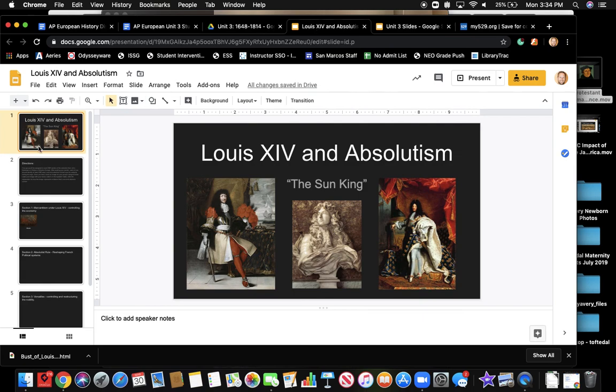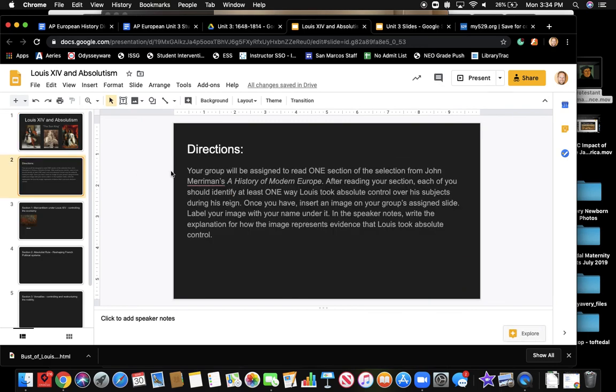So here's what you're to do with this. What you are to do is follow these directions. I'm going to put it directly on this direction page. I'm going to assign you one of 4 sections to read. You are to read just that one section.